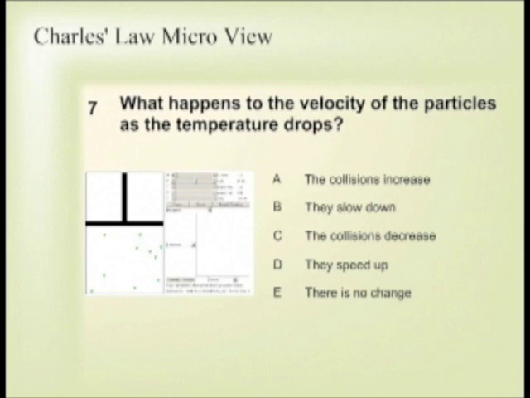A, the collisions increase. B, the molecules slow down. C, the collisions decrease. D, the molecules speed up. Or E, there's no change at all. Please press pause. And so the answer is, as the temperature drops, what happens to the velocity? They slow down.